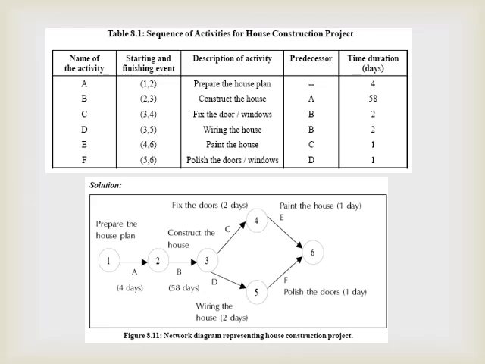The second activity is for constructing the house. This activity is placed between event 2 and event 3. It takes 58 days. Okay. The predecessor of activity B is activity A.